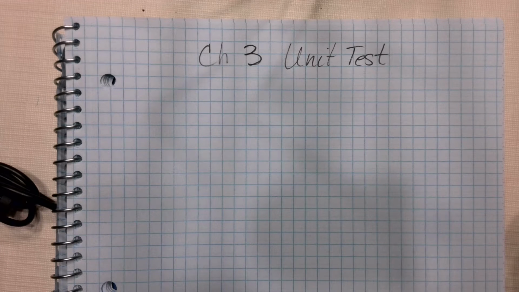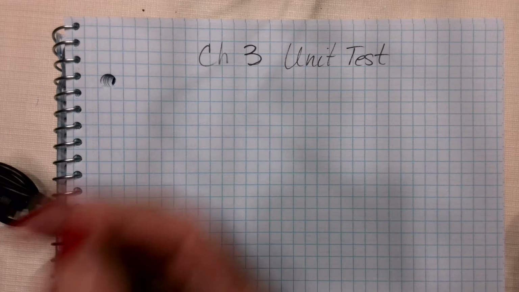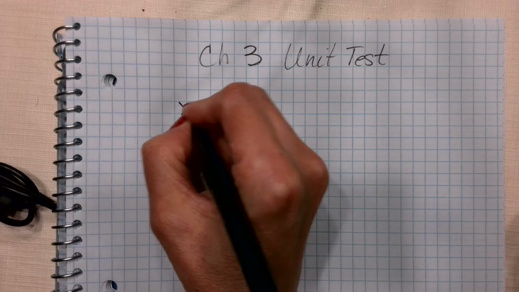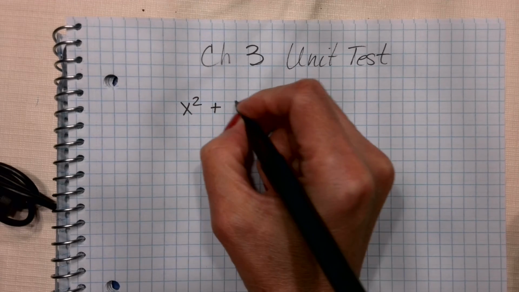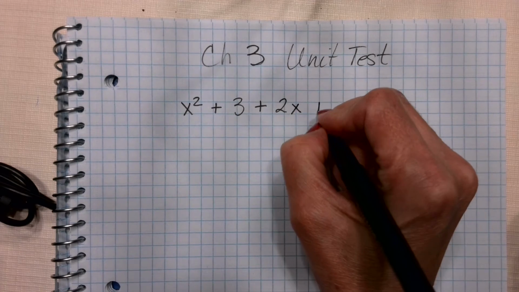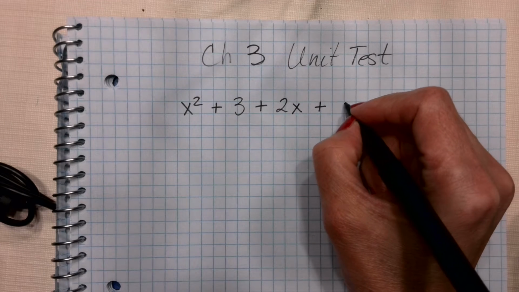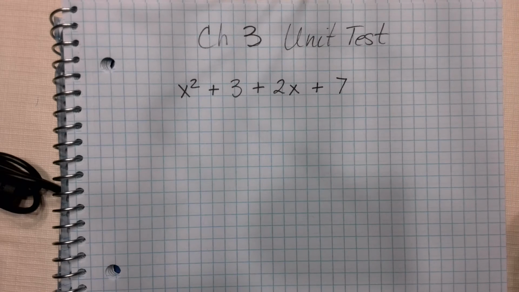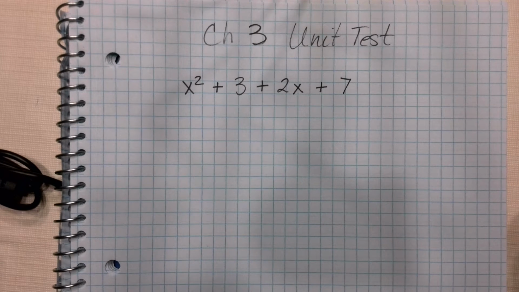So like terms are any terms that have the same variable to the same exponent. So I'm going to go ahead and write an expression down. Okay, so for this expression, how many terms are there?